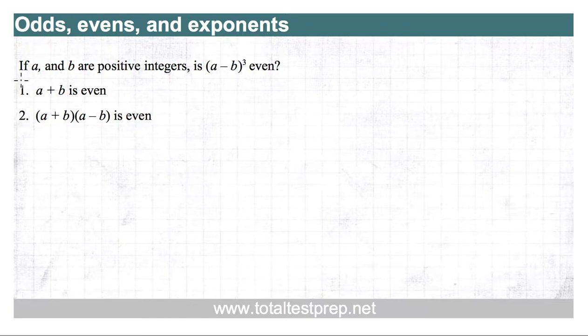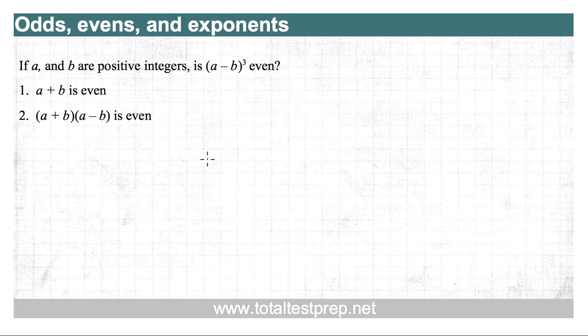We are asked if a and b are positive integers, is (a minus b) cubed even? And then we're given a couple of statements. So this is an odds and evens question, asking us about the properties of odd and even numbers, but it's made a little bit more complicated by the addition of these exponents.